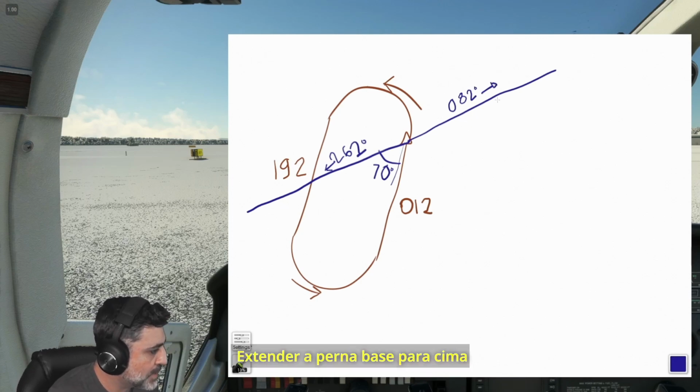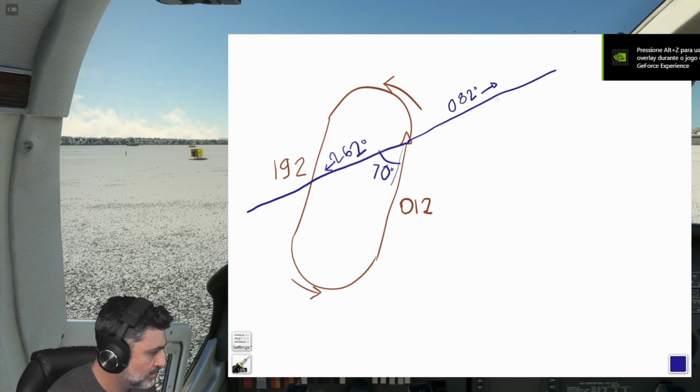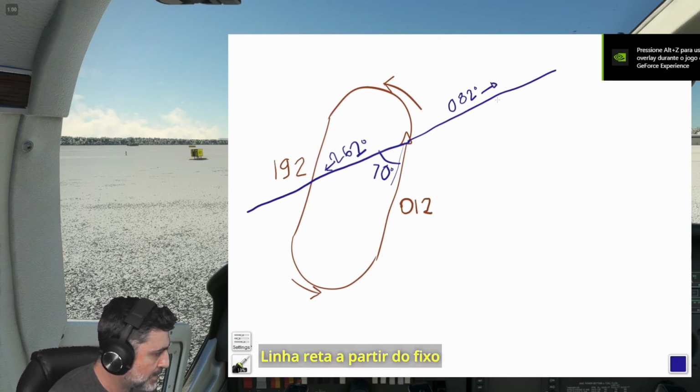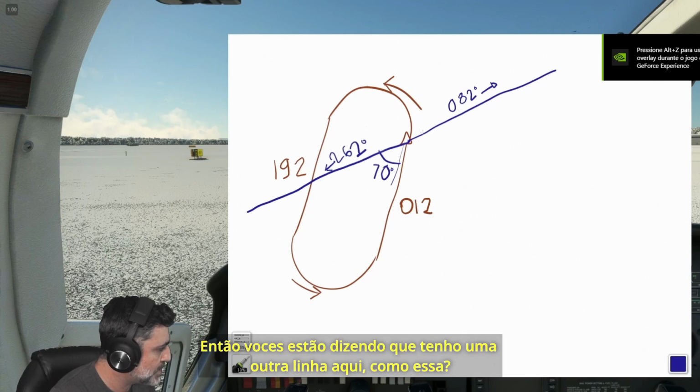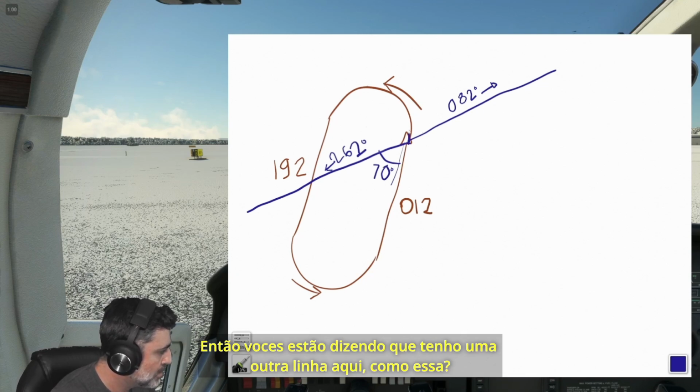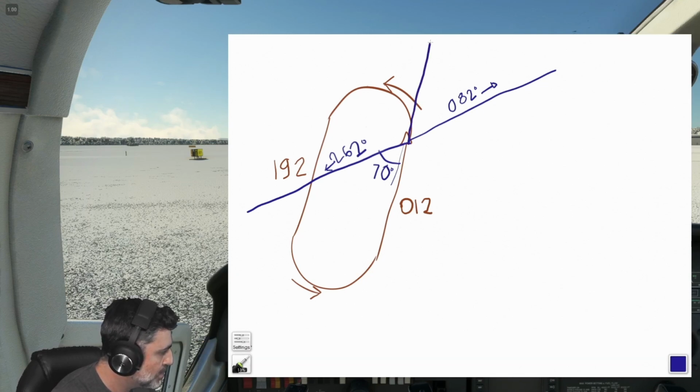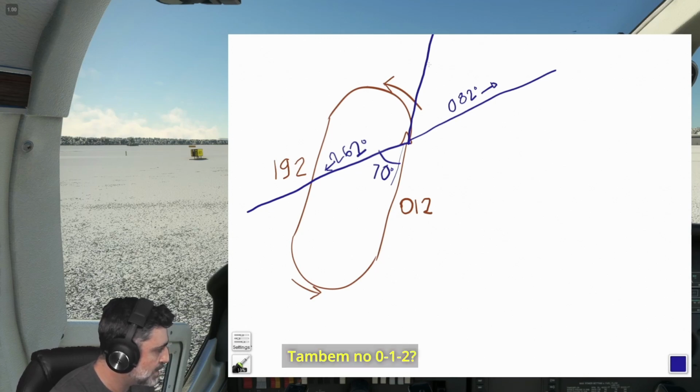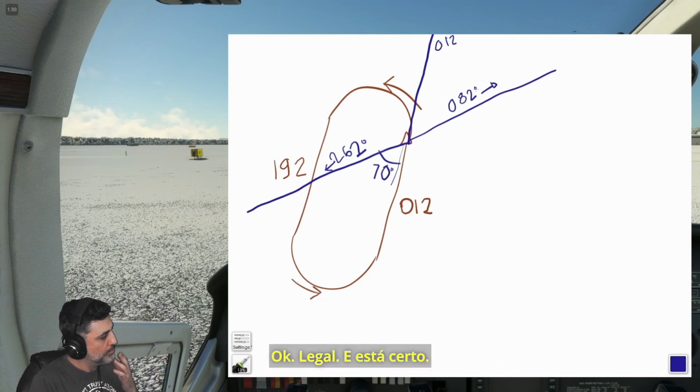Extend base course up. Straight line on from the fix. So you guys are saying I should have another line here, like this, extending the inbound, also on that 012. Okay, cool. And that's right.